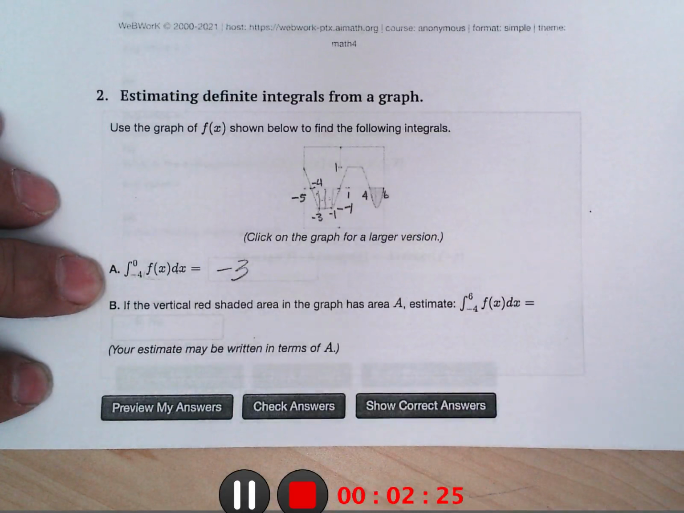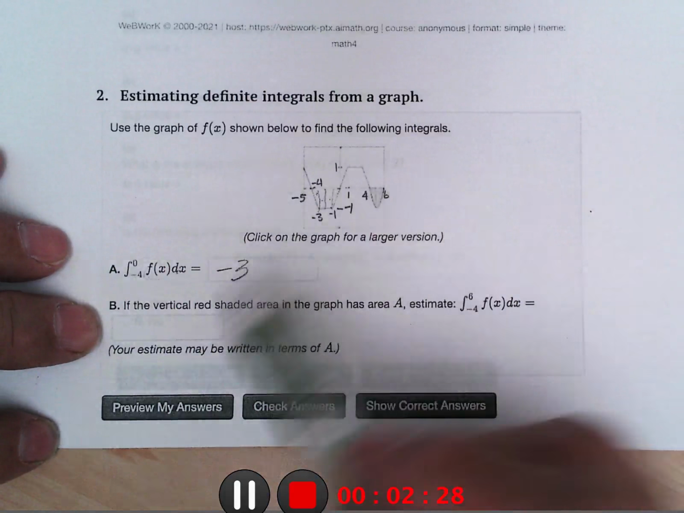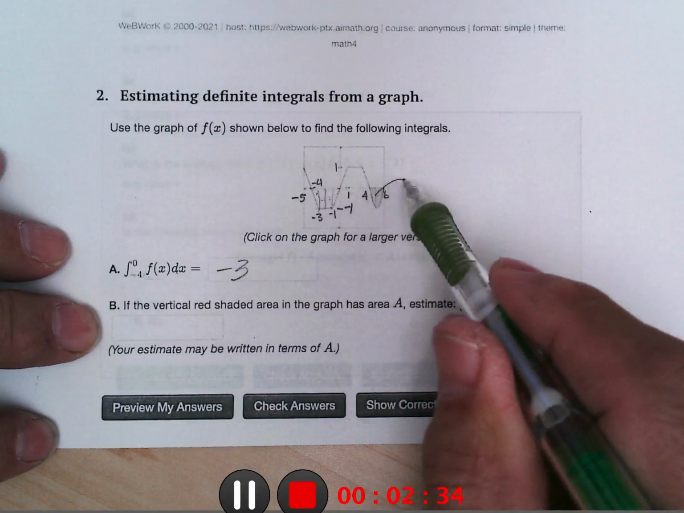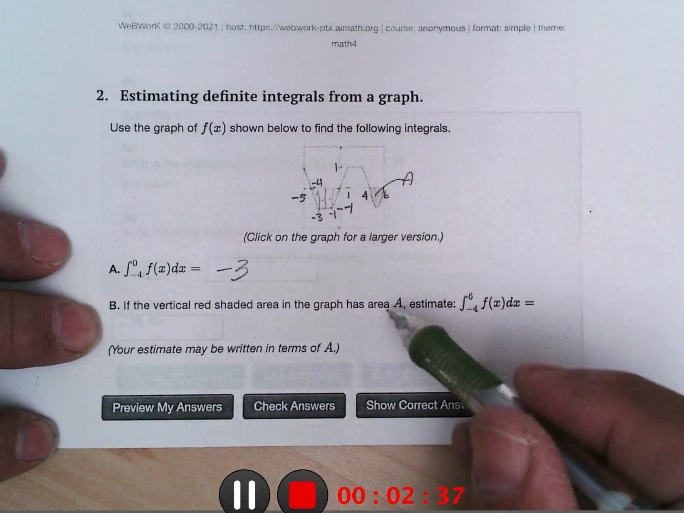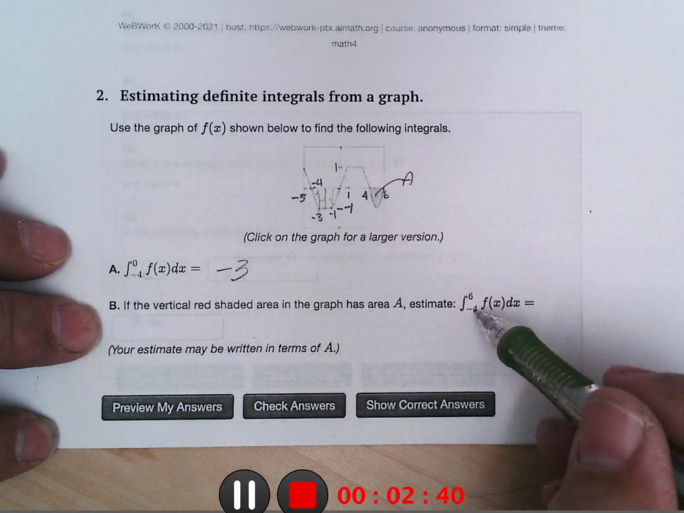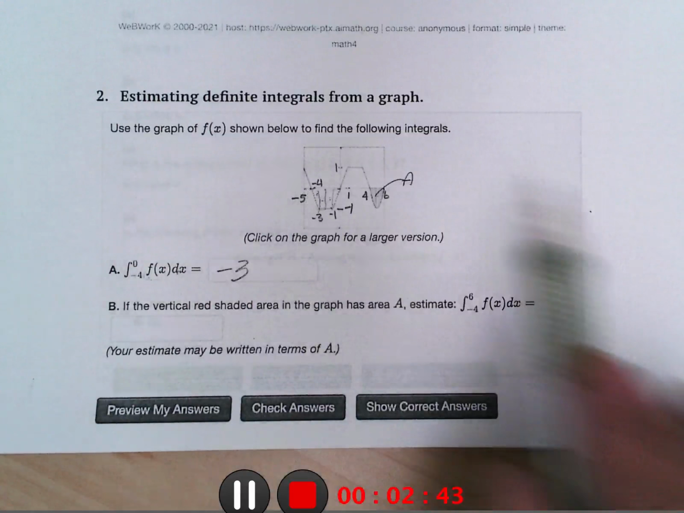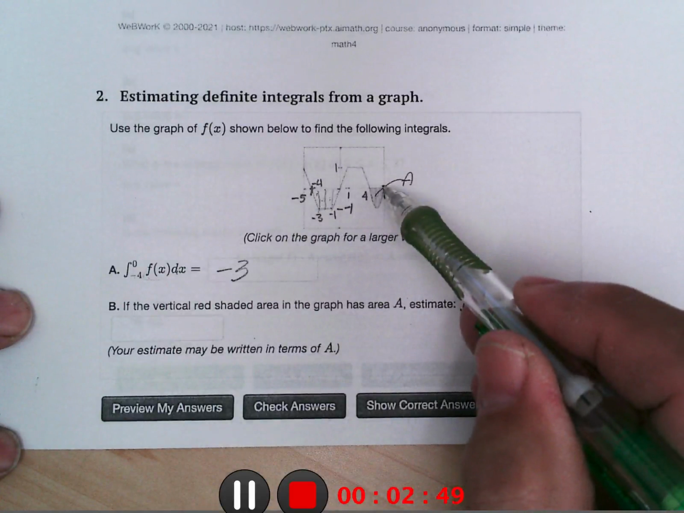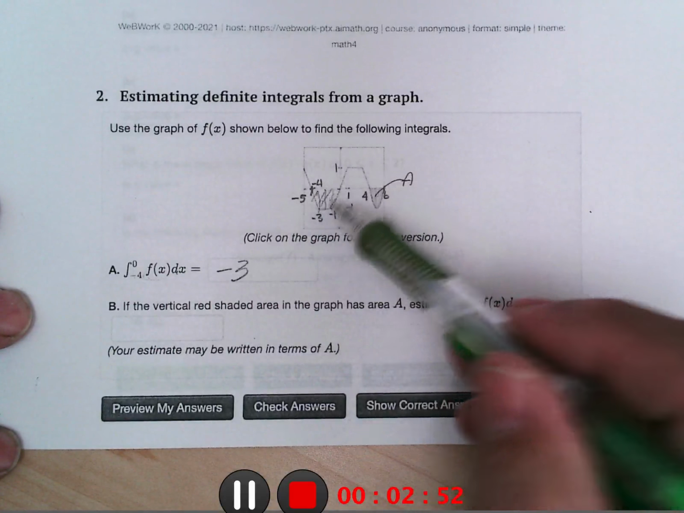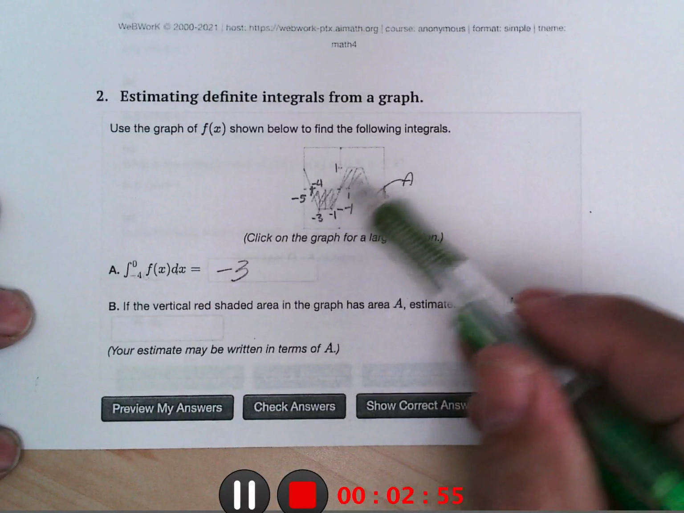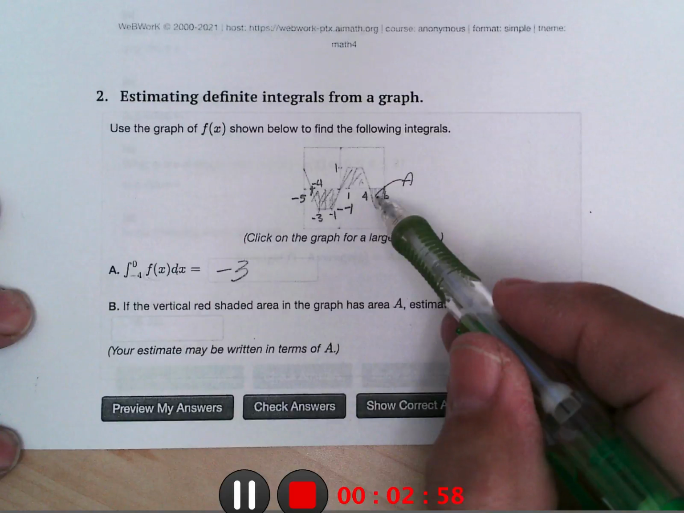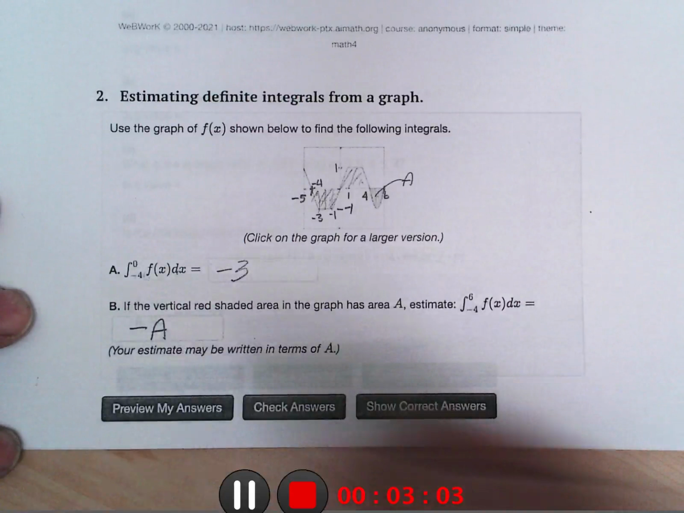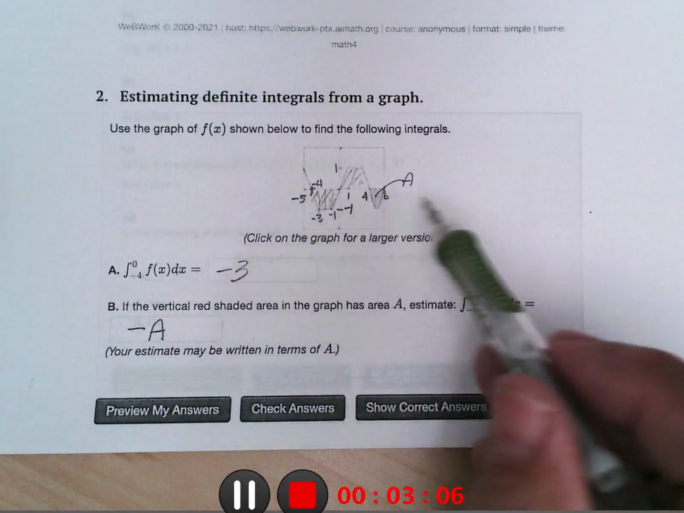So negative 3. If the vertical shaded area in the graph is A, so if this is A, estimate from negative 4, from here to here. Well, this area is all negative, this area is all positive, and so those two cancel each other. And if this area is A, the estimate for this would be negative A. If the area is A and it's below the graph, it's negative A.